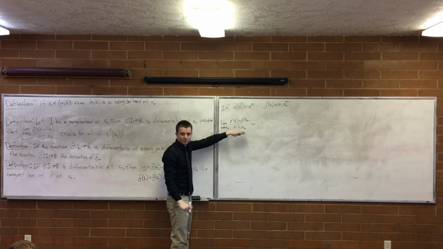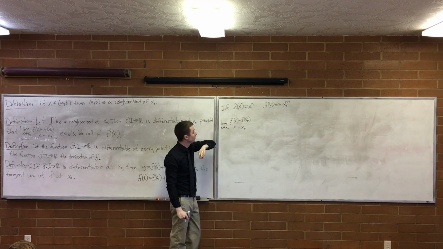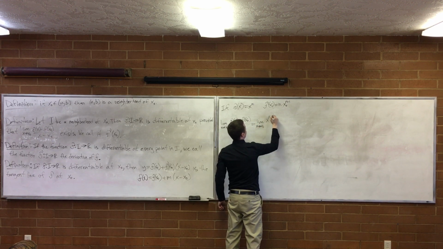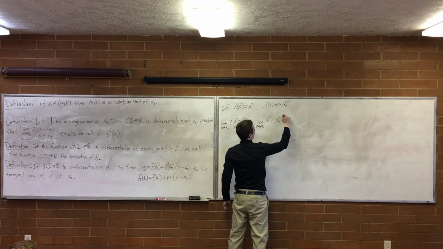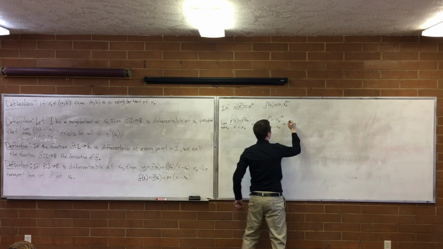Okay, anyways. So here's what we're doing. Now plug in our function. So this is the limit as x approaches x naught of x to the n minus x naught to the n all over x minus x naught, right?